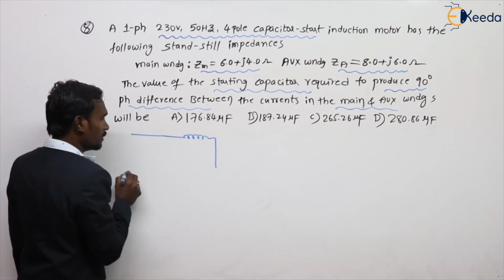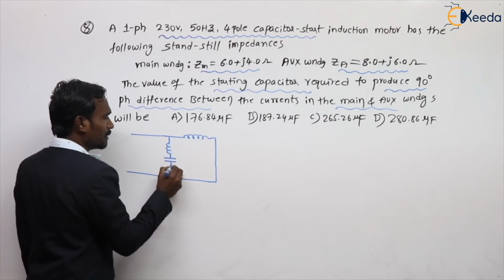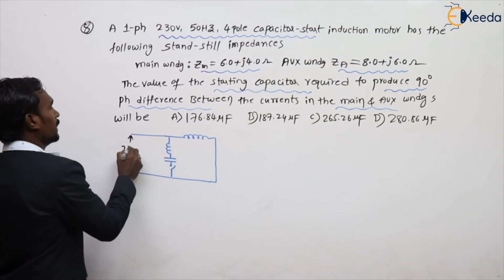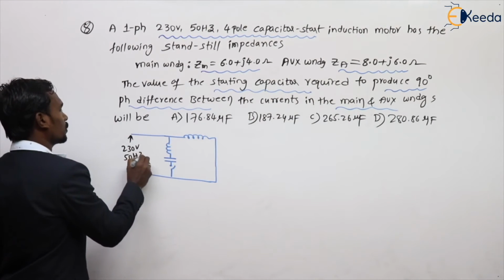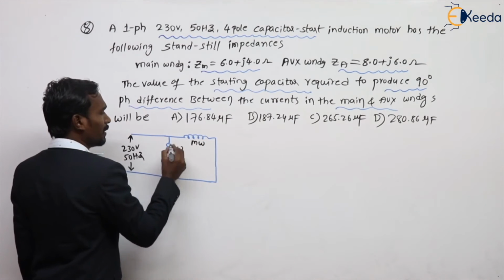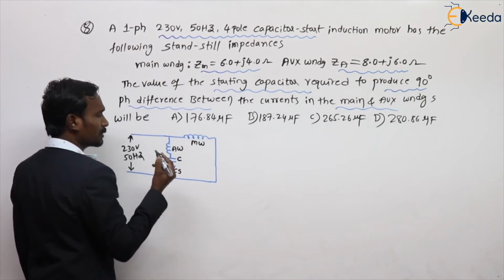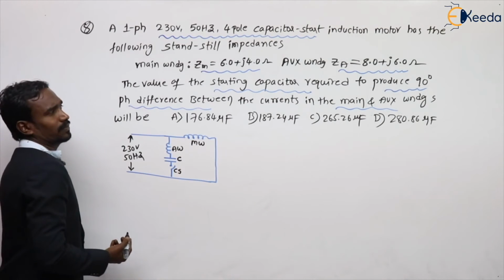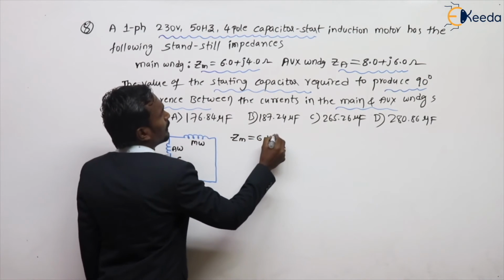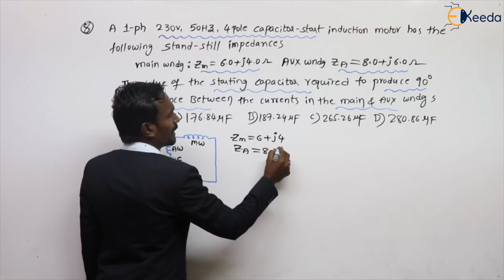This is my main winding and this is my auxiliary winding. Here the capacitor is connected because this is a capacitor start motor. And here we are applying a 230 volts 50 hertz supply source. This is the main winding, this is the auxiliary winding, this is the capacitor C, and this is the centrifugal switch. The main winding impedance given is Zm equals 6 plus j4. The auxiliary winding impedance given is 8 plus j6.